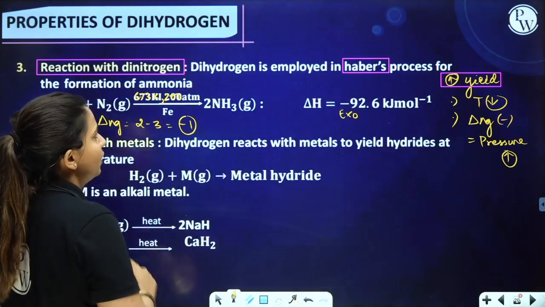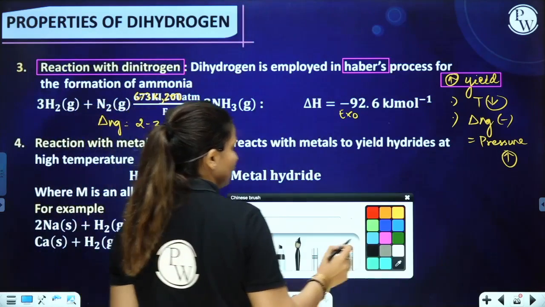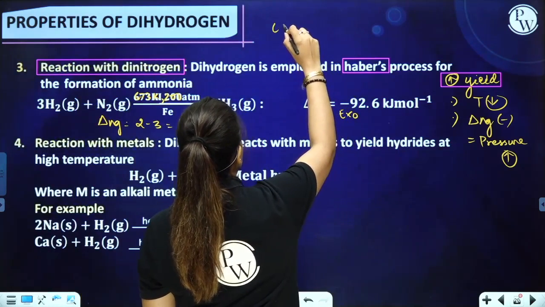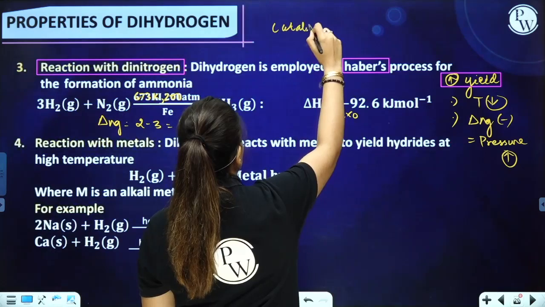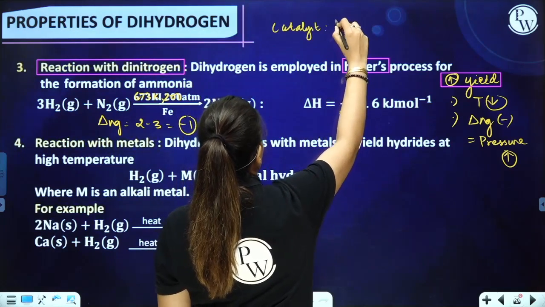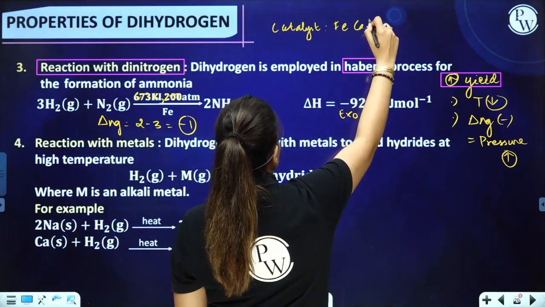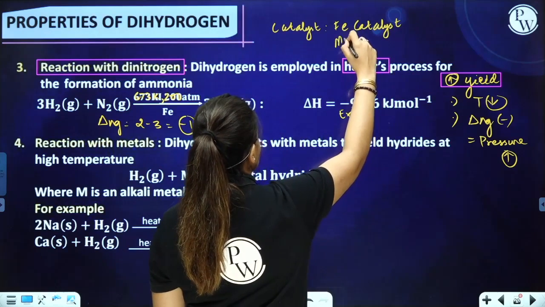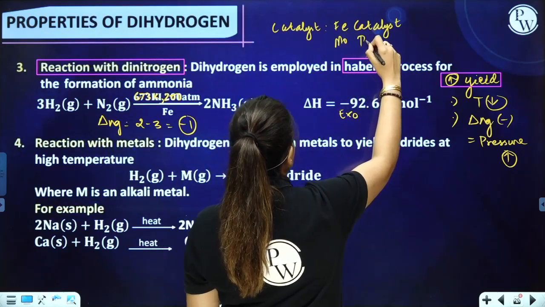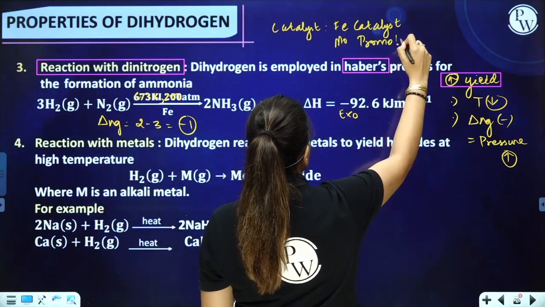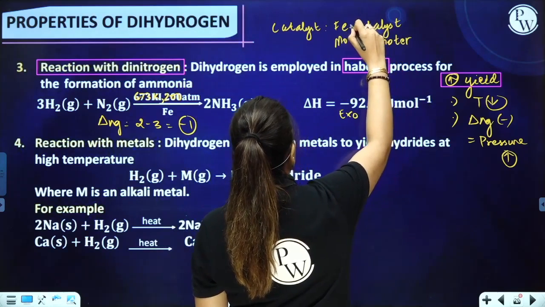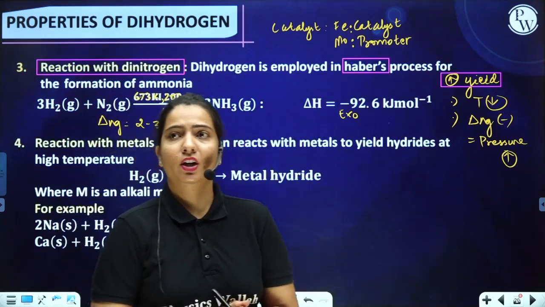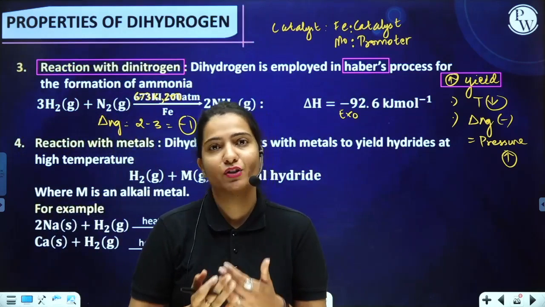What are the catalysts used in this process? You can use the catalyst in two forms. Iron you can take as a catalyst, and molybdenum you can take as promoter. Iron as catalyst, molybdenum is taken as promoter. What do you understand by the promoter? Promoter increases the efficiency of the catalyst.